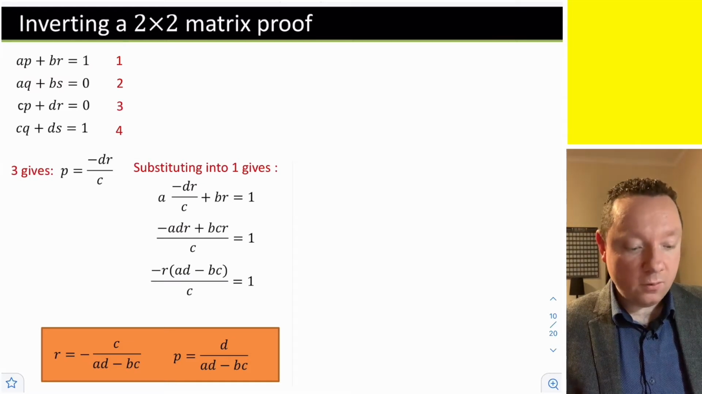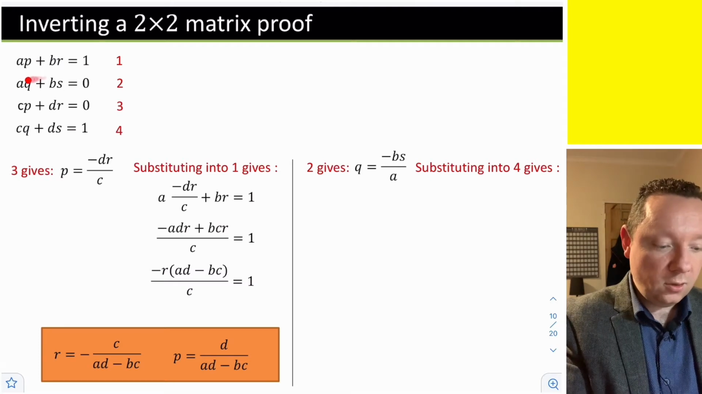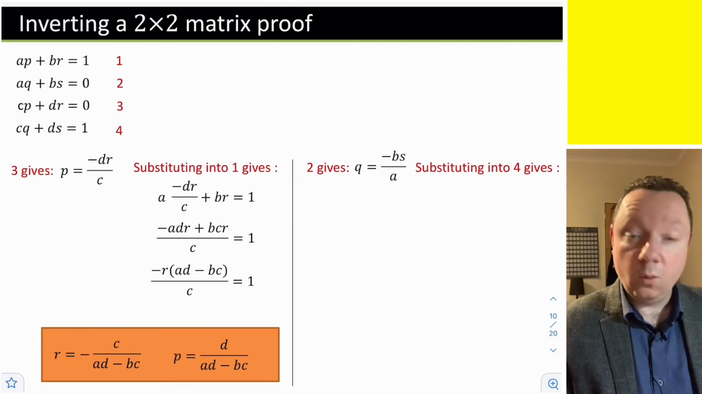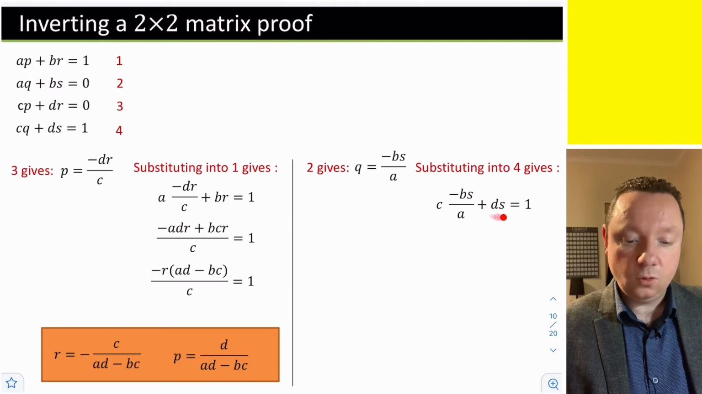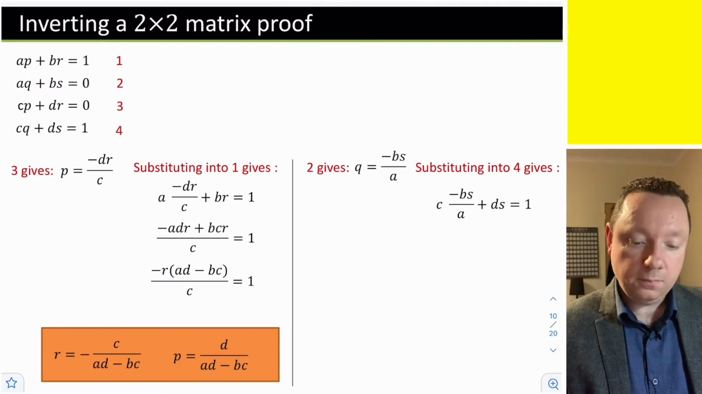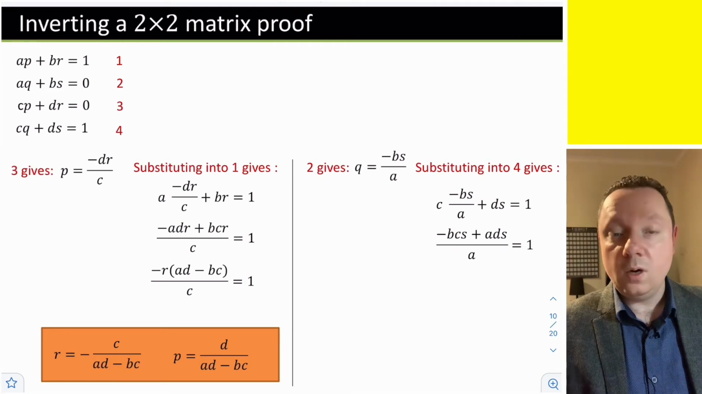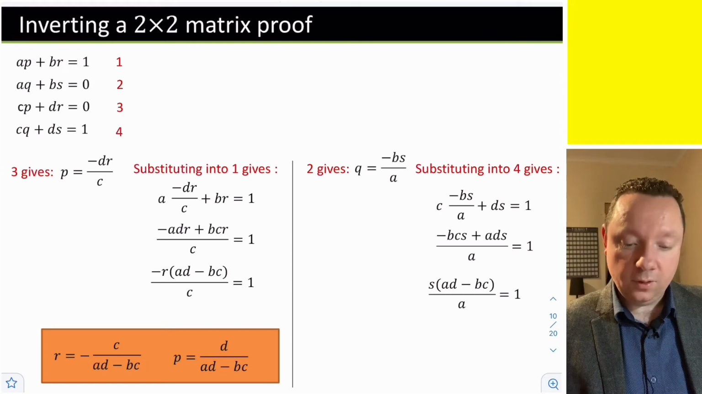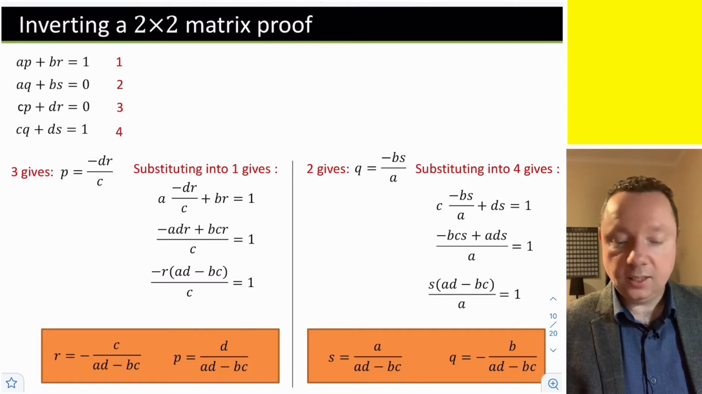Let's do a similar thing to work out q. So equation 2 gives q as minus bs over a, just by rearranging equation 2. And if we substitute that into equation 4, we will get c times minus bs over a plus ds equals 1. So a would be our common denominator, which gives us minus bcs plus ads on the top over a equals 1. S is the common factor this time, so we've got s times the determinant over a equals 1, and therefore s equals a over ad minus bc.